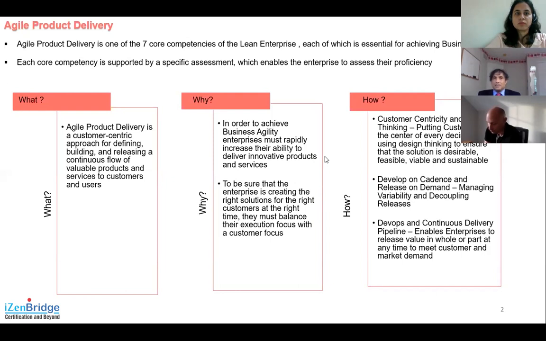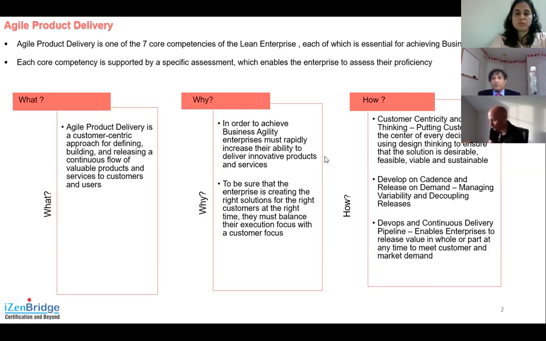Like I said, this is a highly customer-centric approach for designing, defining, building, and releasing continuous flow of value in the form of products, in the form of services, in the form of solutions that you're providing for your customers, right?